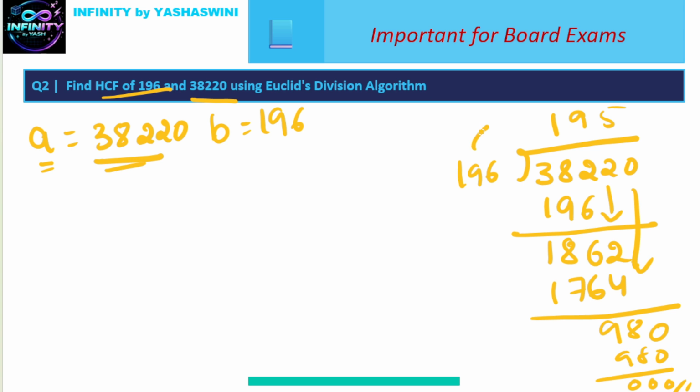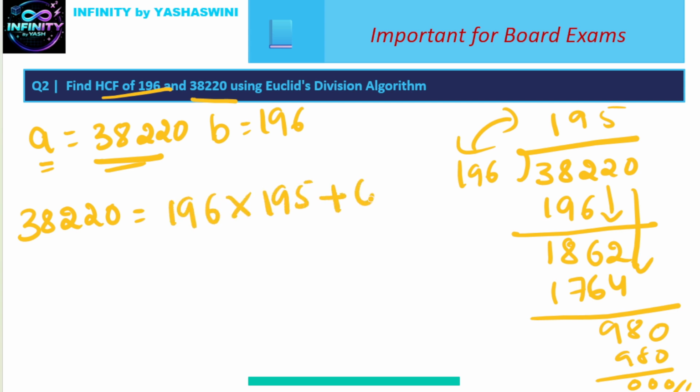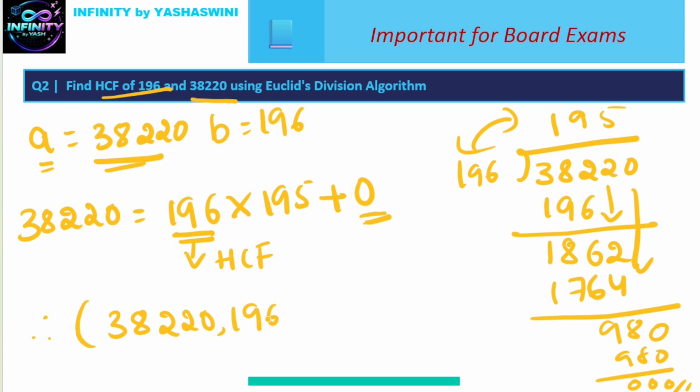Now here is how we can express this according to Euclid's lemma: 38,220 is equal to 196 into 195 plus the remainder 0. So when you get the remainder 0, at that time what will be the divisor? That becomes the HCF. Therefore, the HCF of 38,220 and 196 is 196.